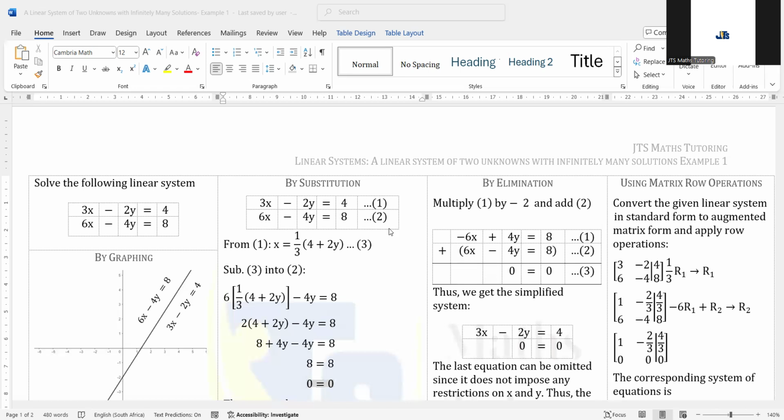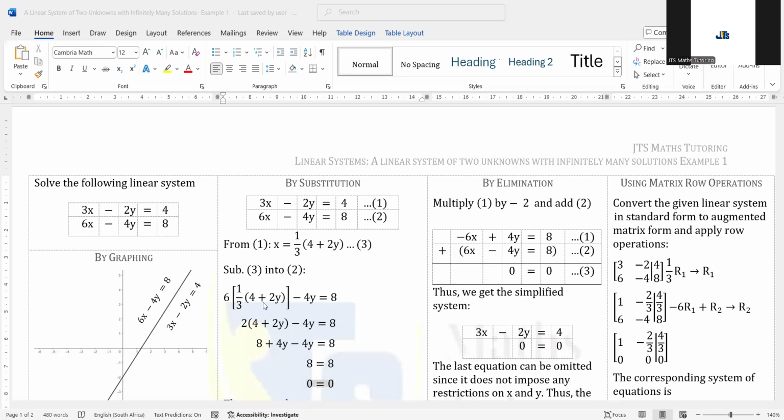Okay, beautiful. 3x minus 2y. So I've got my equation 1 here, and I've got my equation 2. From equation 1, I can make x the subject of the formula, which gives me equation 3 here. So I'm going to substitute equation 3 into equation 2, meaning that wherever we have an x in equation 2, we are going to replace it with 1/3 of (4 plus 2y). All right, so let's get going.